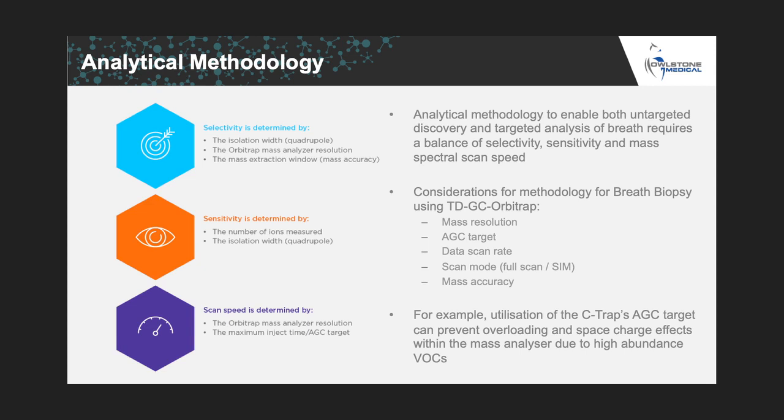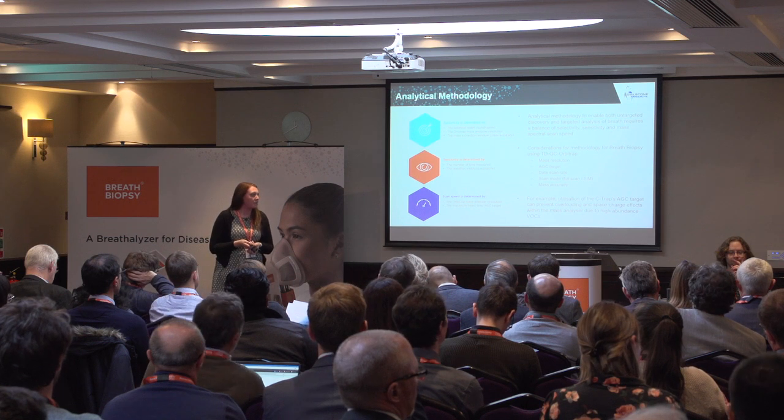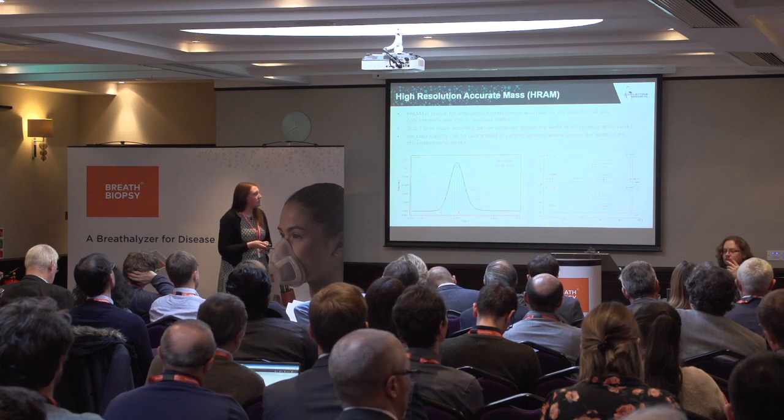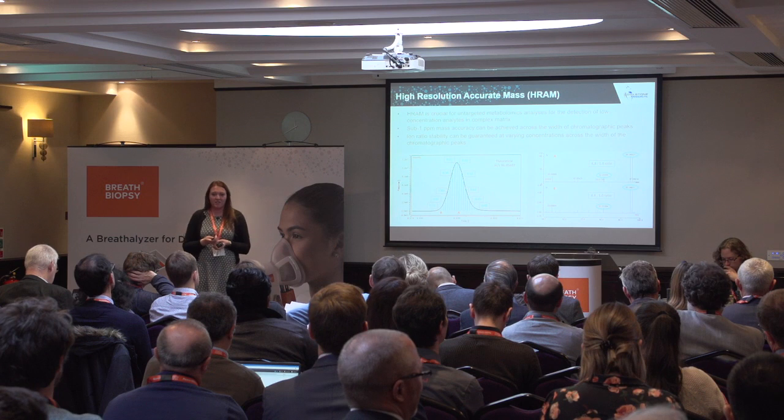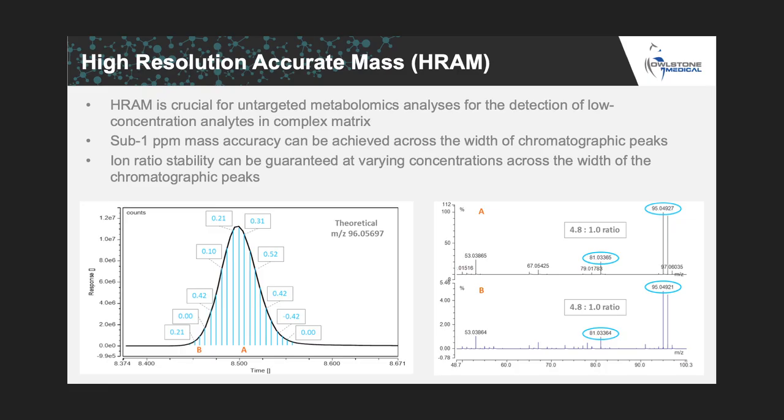Maximize data scan rate for the deconvolution and feature discovery, as well as, if need be, the combination of data-independent and data-dependent acquisition in a single scan analysis, combined with the high-resolution mass accuracy of the instrumentation. So to focus on the high-resolution accurate mass, why is that important to us? Well, it's crucial for metabolomic analysis and identification of chemicals, particularly low-concentration chemicals in the complex matrix.